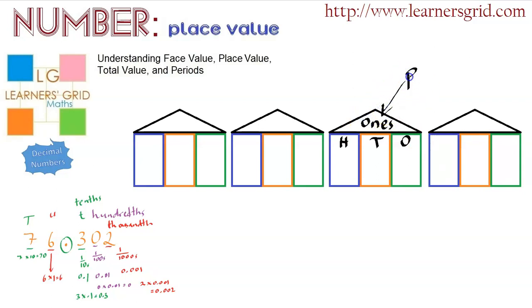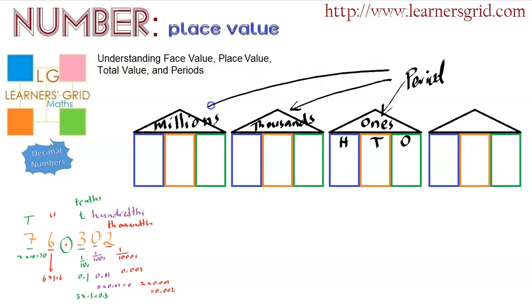So this is the period. And then the next period over here becomes thousands. This is our thousands period over here. And this over here would be our millions period. So there are 3 periods right there. And we would just repeat the hundreds, tens, and ones in each of these periods.